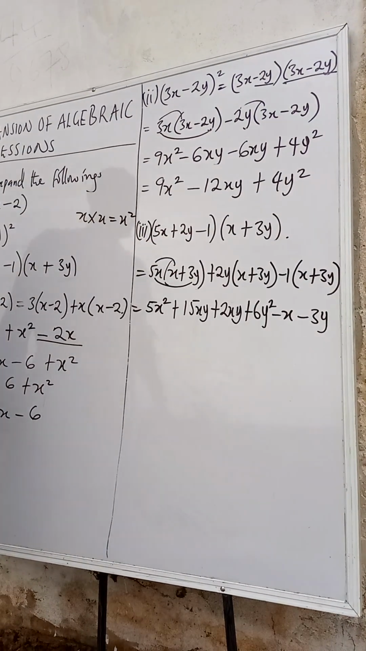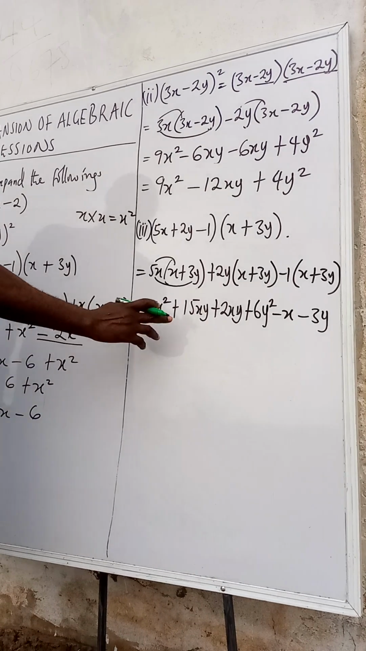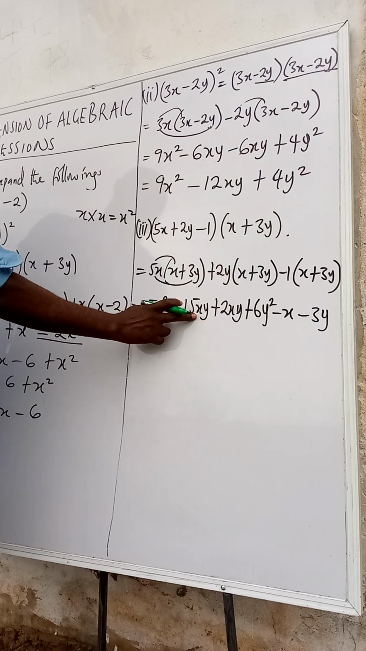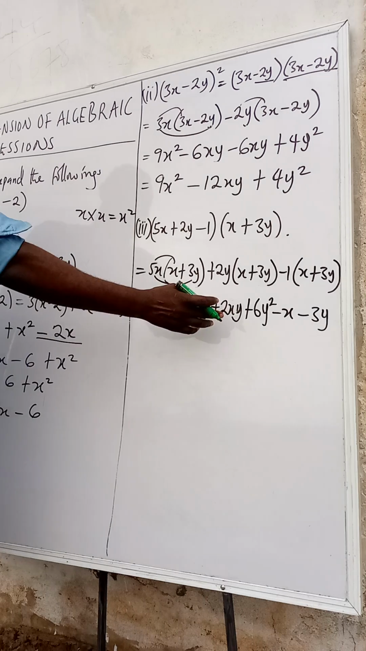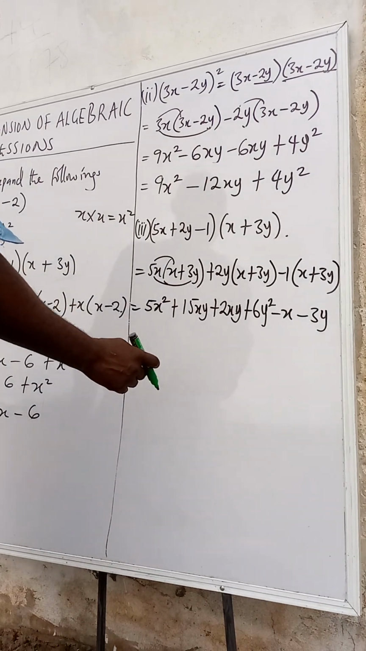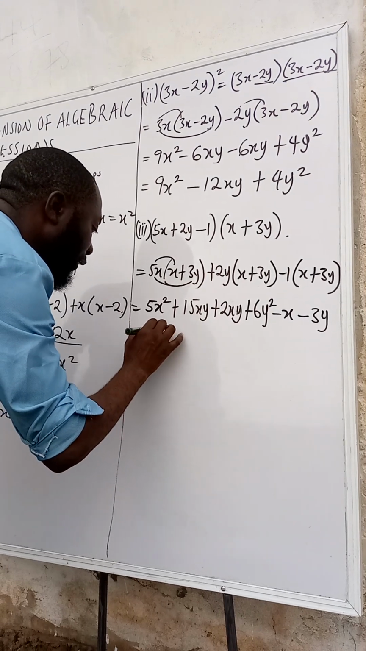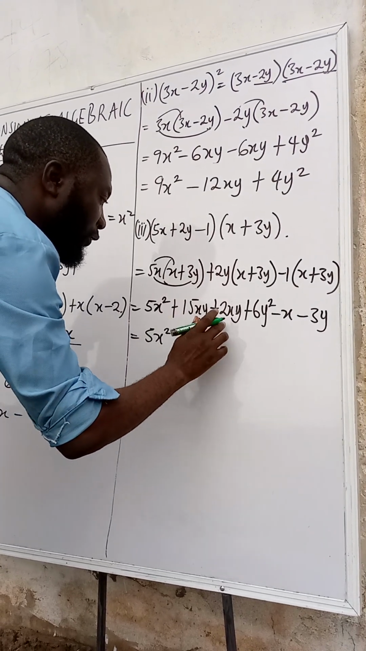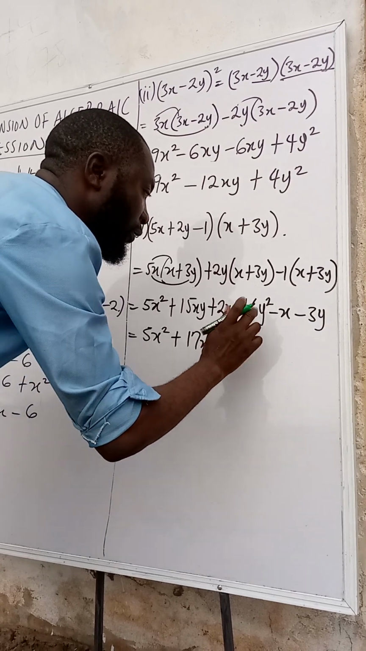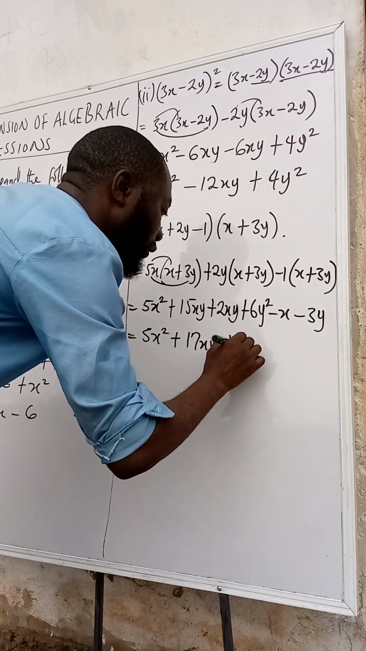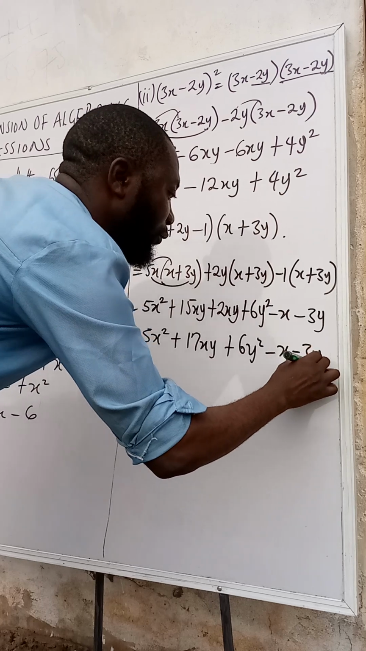So we can add the similar terms together. Here you can see the variable here is xy, so they are the same. So you can add them together. There are no other similar variables again. So we have 5x squared plus 17xy plus 6y squared minus x minus 3y.